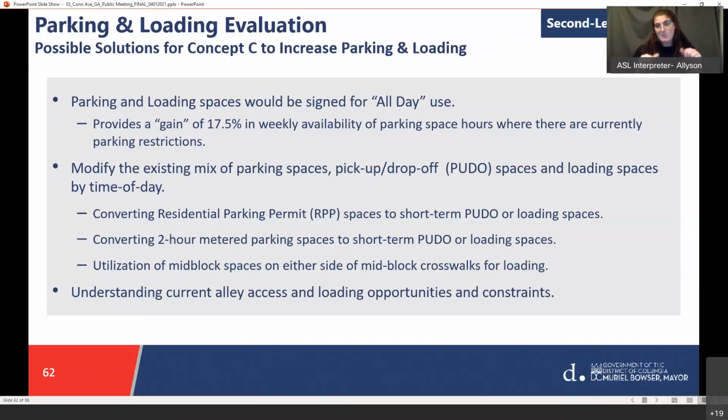We're looking at converting parking spaces potentially to pick up, drop off, or loading. There seems to be a lack of pick-up and loading spaces along the corridor. So we would look at converting some existing spaces perhaps into other types of spaces. We would also review the current alley access and see how they're being used for loading and if there are opportunities to expand on that, with any concept, honestly, to improve the loading along the corridor. Next slide.